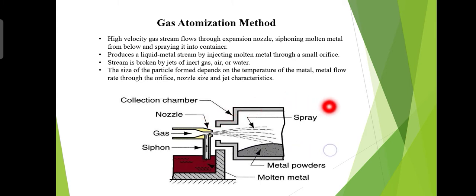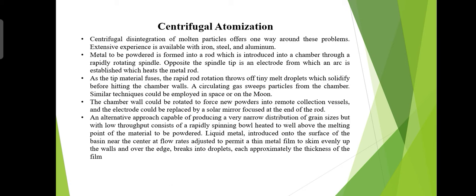A high velocity gas stream flows through expansion nozzles, as I have told you, siphoning molten metal from below and spraying it into the container. The metal particles, due to gravity, get collected downward, and the stream is broken into jets of inert gases, air or water. The size of the particles formed depends on the temperature of the metal, the flow rate through the orifice, the nozzle size, and the jet characteristics.